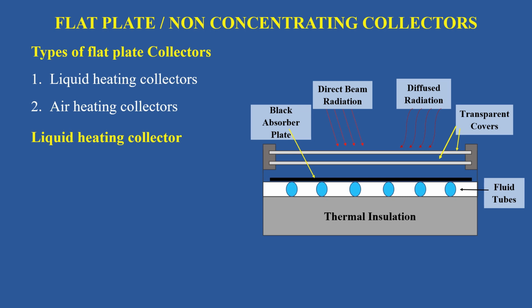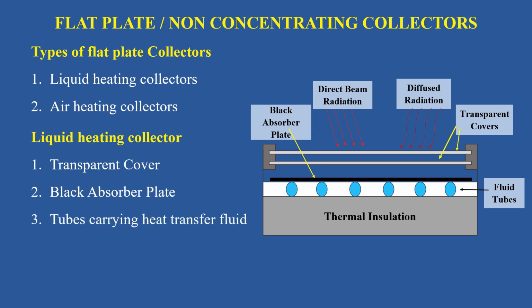The main components of this particular device are the transparent cover, black absorber plate, tubes carrying heat transfer fluid, insulated box, and casing. On top of this device, there will be a transparent cover, usually made of glass. And any other radiation transmitting plastic or film can be used. But mostly glass is used as the transparent cover. It may be one or more sheets.